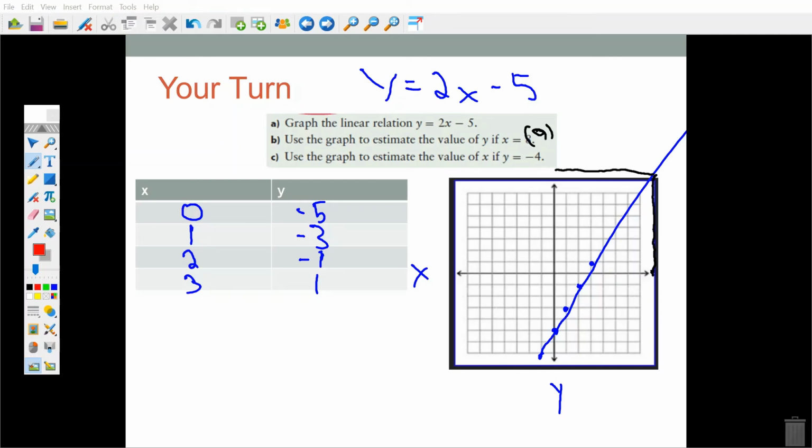Then for part C, use the graph to estimate the value of x if y equals negative 4. Negative 1, negative 2, negative 3, negative 4 is right here. We go over to where we hit the graph and we go up. The value of x when y is negative 4 is approximately negative 0.5. And again, it's just an estimate.